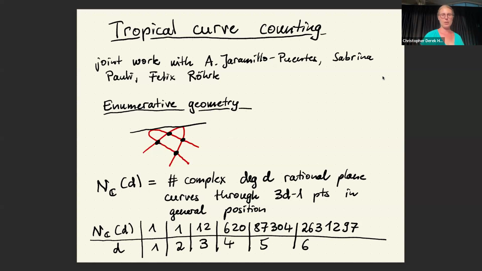So here on this picture, you see a basic example. We have 4 points in the plane and a line, and we ask how many conics pass through these 4 points and are tangent to the line. And you can see from this picture that there are exactly 2.